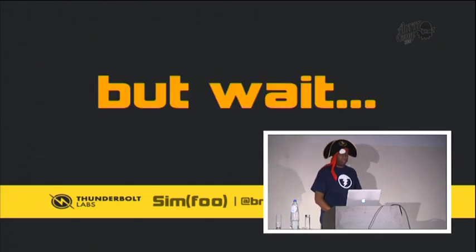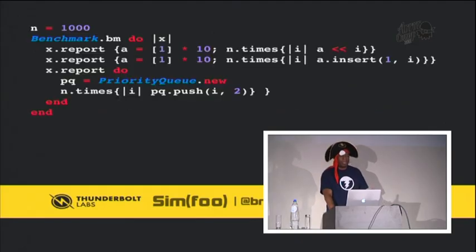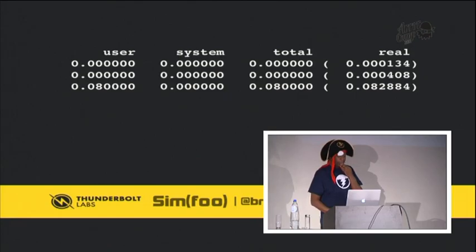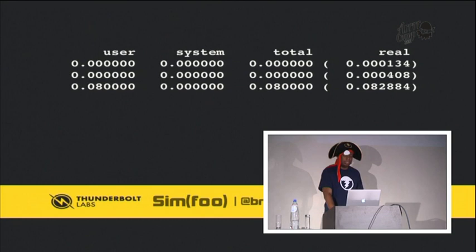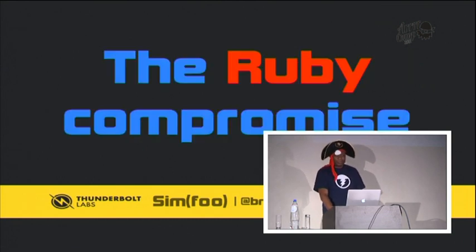But of course, there's always a problem. Back in the benchmark, we thought that inserting was slow. This is a couple of orders of magnitude slower than that. So there is a compromise. There is a compromise in Ruby.